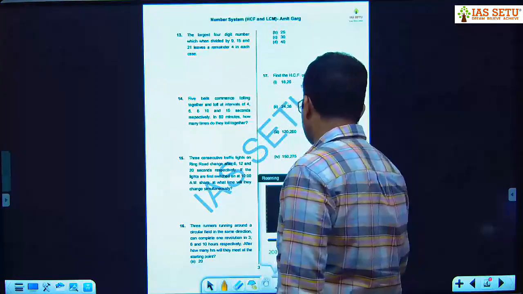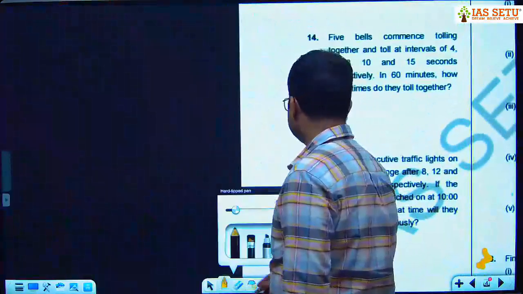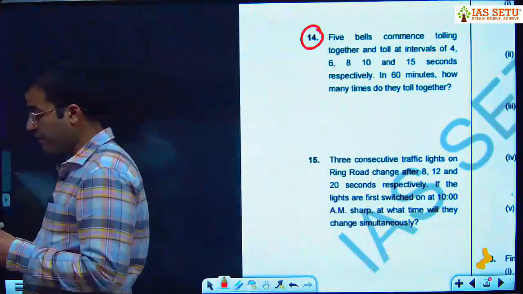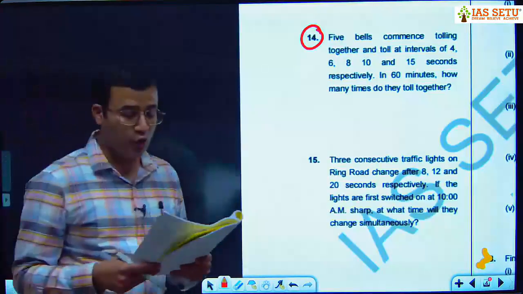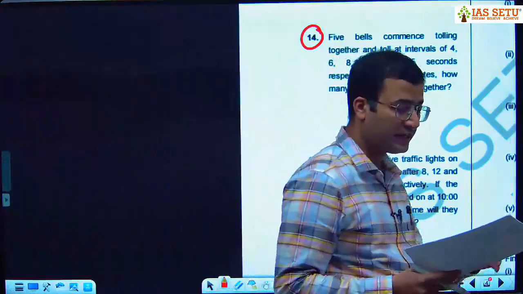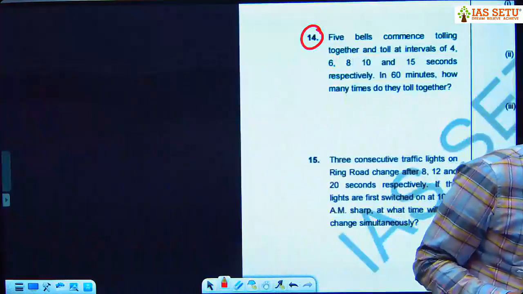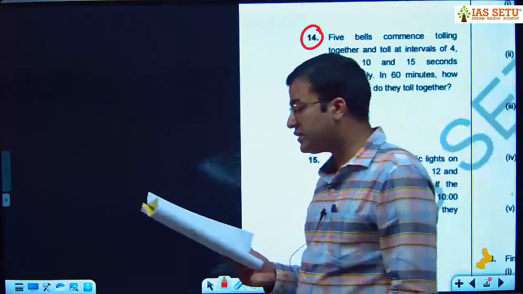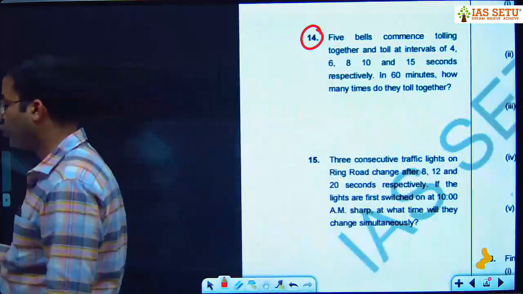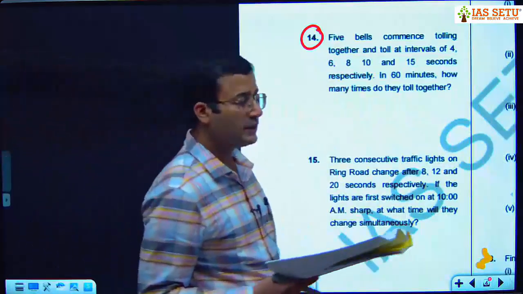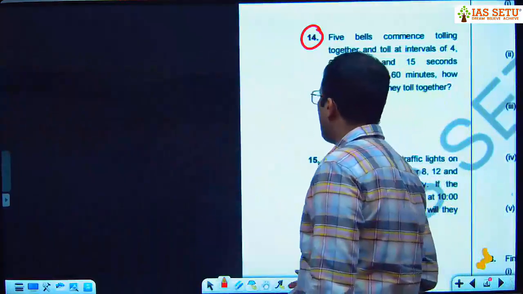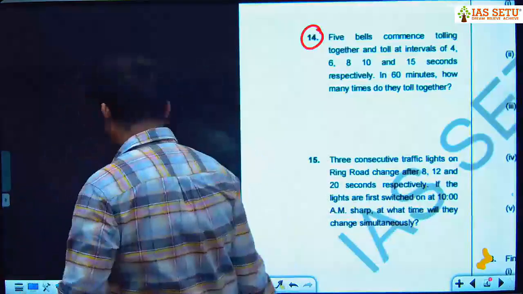So now here, this is one of the favorite types of this LCM. Very, very important. Like this is question number 14. 5 bells commence tolling together and toll at intervals of 4, 6, 8, 10 and 15 seconds respectively. In 60 minutes, how many times do they toll together? So first we understand this question.